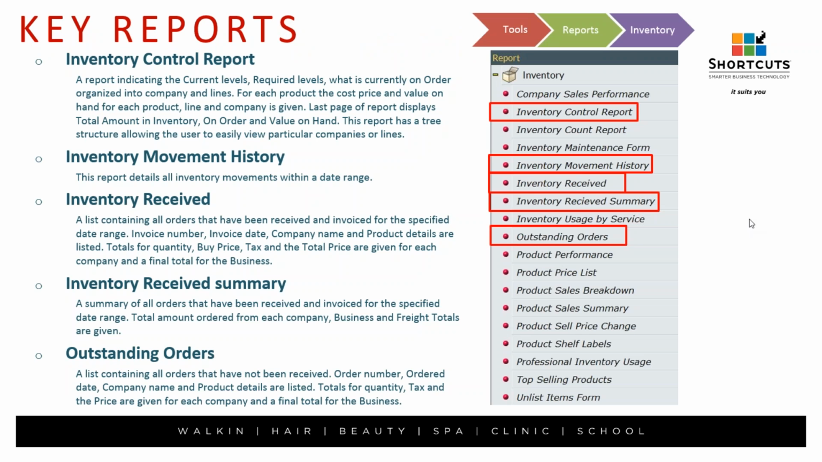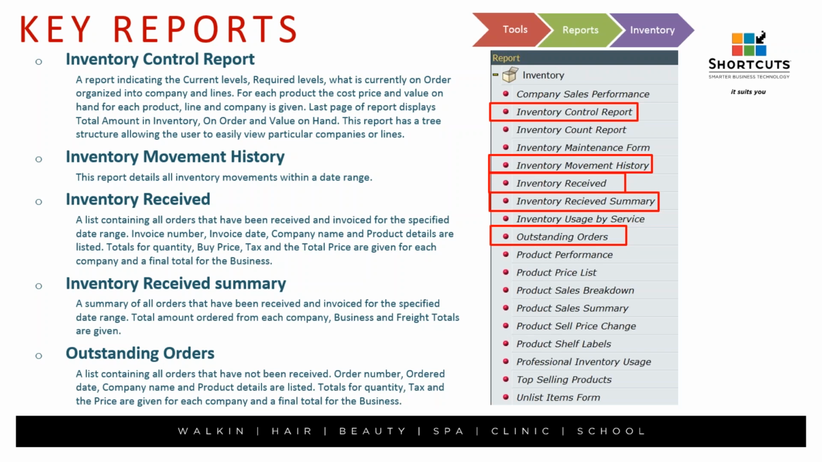All right, so now we want to talk about some key reports that have to do with inventory and some of the items that we talked about today. Okay, so you guys, your inventory control report. Again, how to get to this is Tools, Reports, and then Inventory, or for those of you that say Stock, it'll be Tools, Reports, and Stock. So our inventory control report is basically a report that has our current levels, our maximum and minimum levels, what we currently have on order, our value on hand, and all that information.